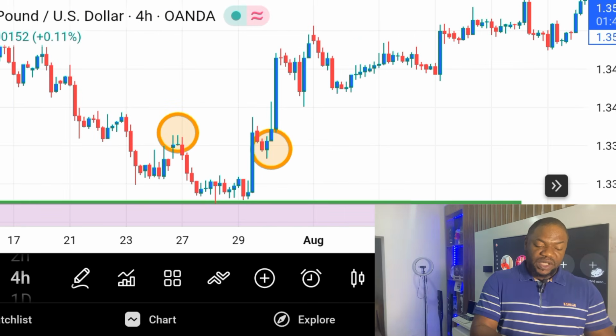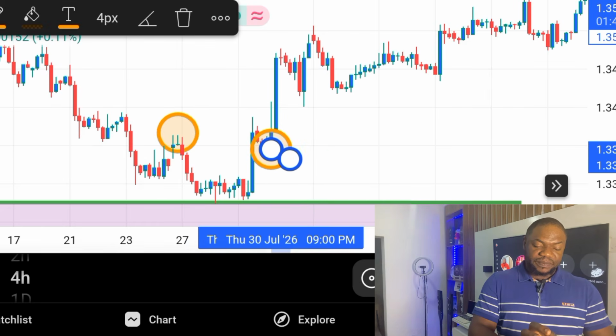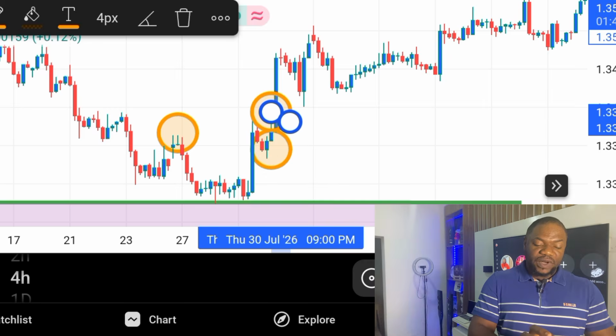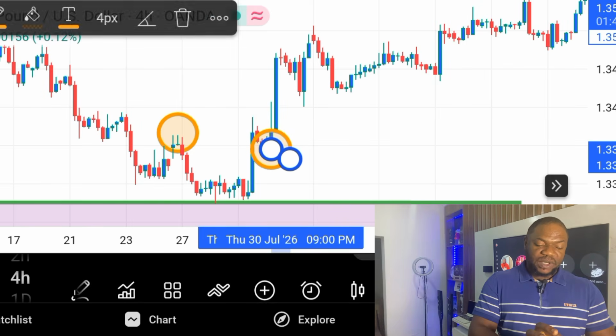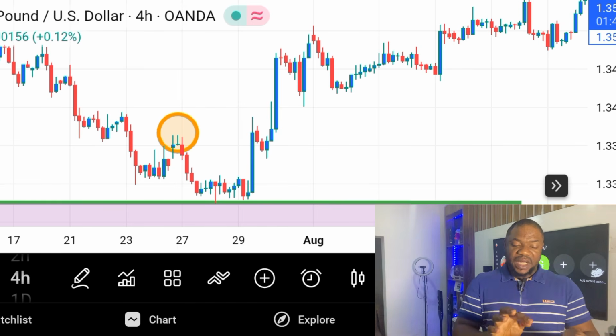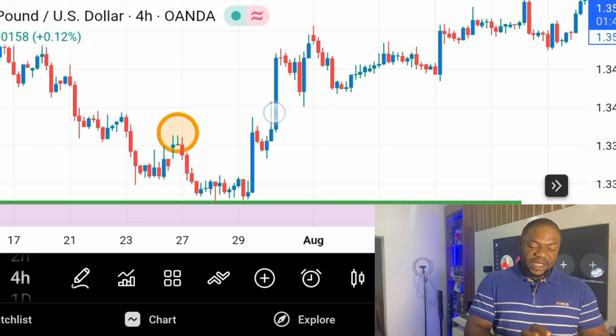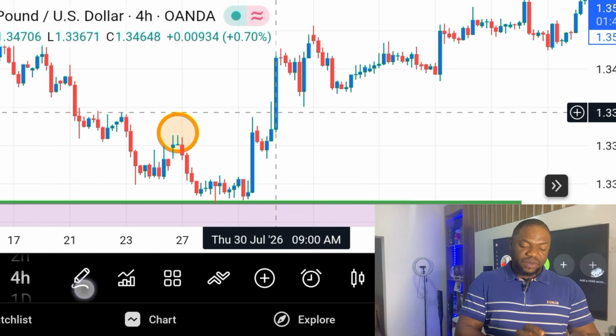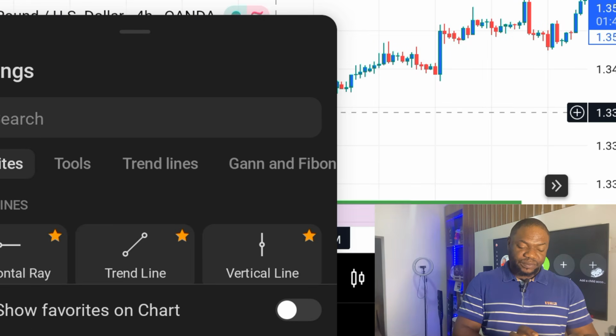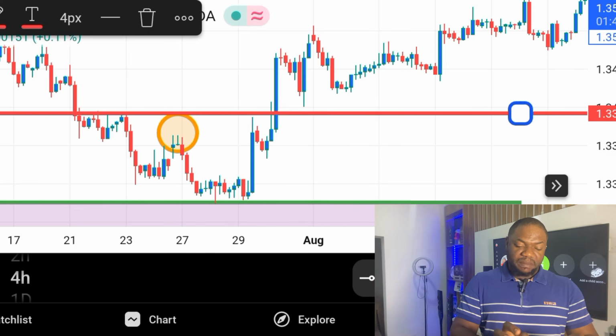So what they will do is they will come to this point. They will look for the last candle that formed beneath the big candle, and if you check, it is this guy. So now what they will do is they come here and mark this point.